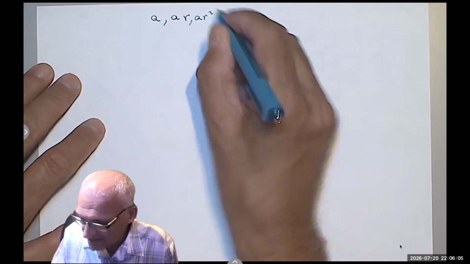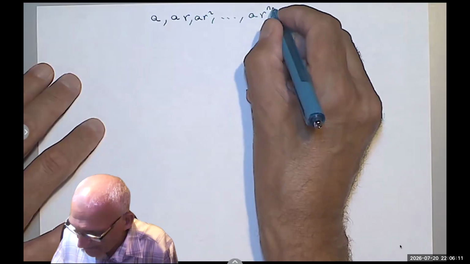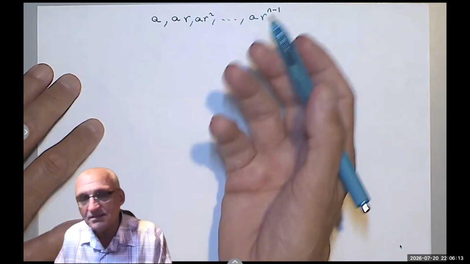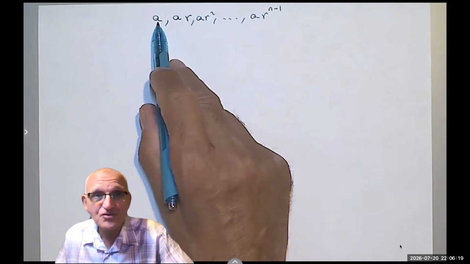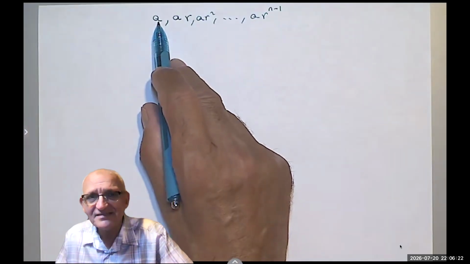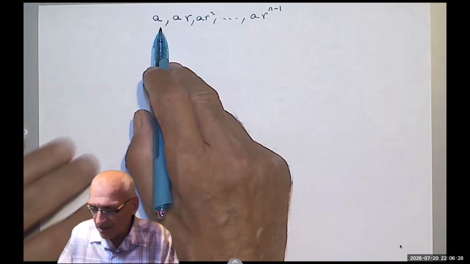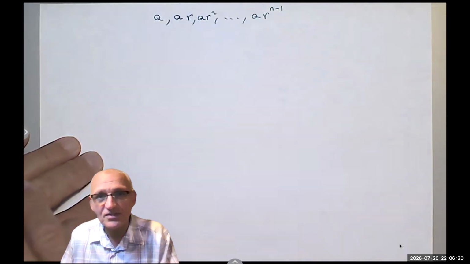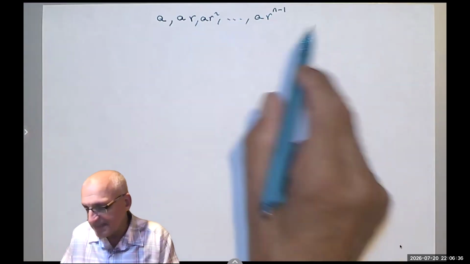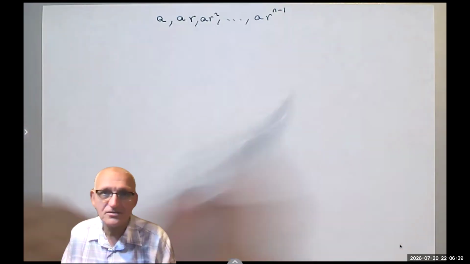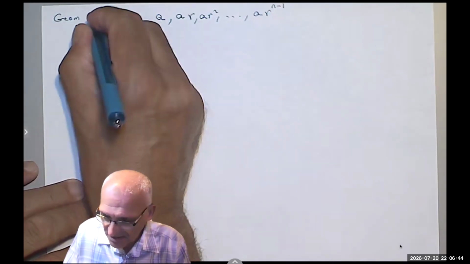A R squared, and so on. And the nth term would be A times R to the n minus 1. Why minus 1? Again, same concept as the arithmetic sequence. Remember, the first one is A. I can call it A times R to the 0th power. R to the 0th power is 1, so you get A. Or A times R to the first power. So the second term is multiplied by R to the first. The third by R to the second. The nth is R to the n minus first. Okay, so that is called a geometric sequence.